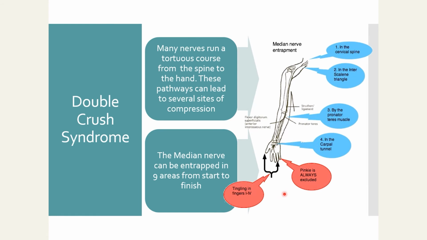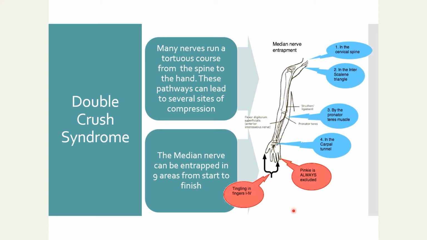Now, the elephant in the room many times is something that we call double crush syndrome, which means that we're getting compression of the nerve in at least two spots and sometimes maybe more. I see this pattern with increased frequency over the last 15 or 20 years, because people's posture seems to be getting worse as time goes by. Remember, we talked about the top-down approach.